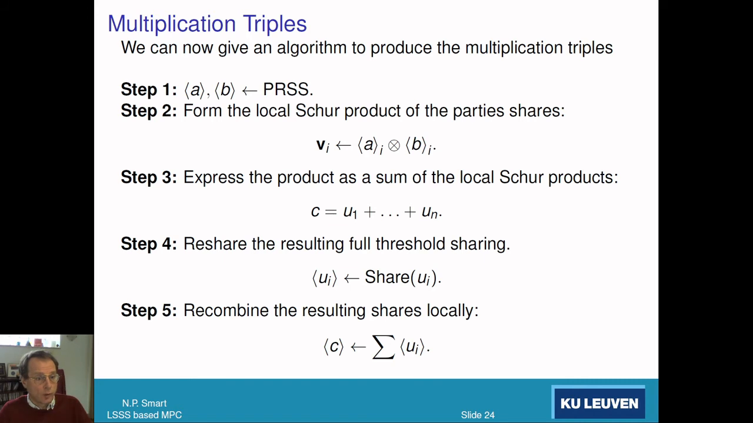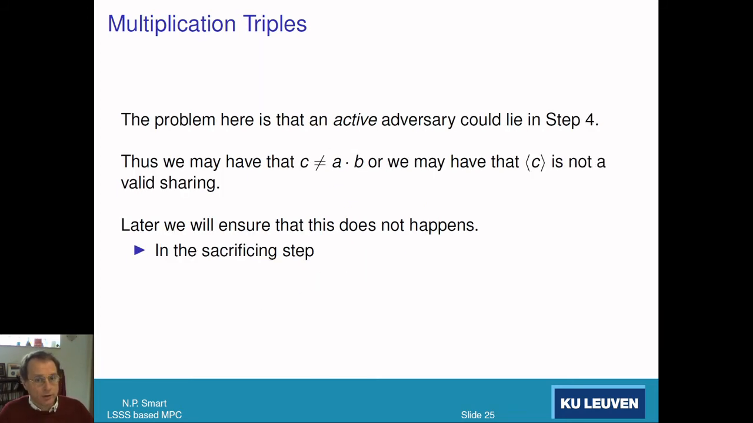So how do we use this multiplication protocol to produce multiplication triples? It's very simple. We take A and B from a PRSS, which generates a random value of A and a random value of B. We execute Maurer's multiplication protocol, and this gives us the random sharing of the product C. But at this point, if we have malicious adversaries, we don't know whether C is valid or not. The active adversary can lie when he does the resharing. So we might have that C is not equal to AB but is a valid sharing, or we might have that C is itself not a valid sharing. But as I said, we'll deal with this later in the sacrificing step.